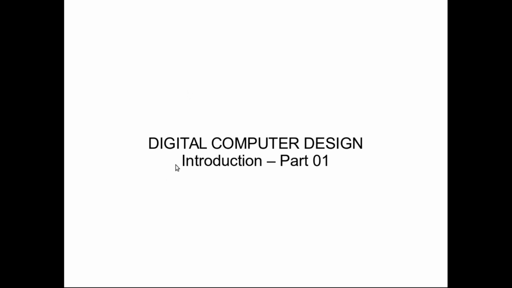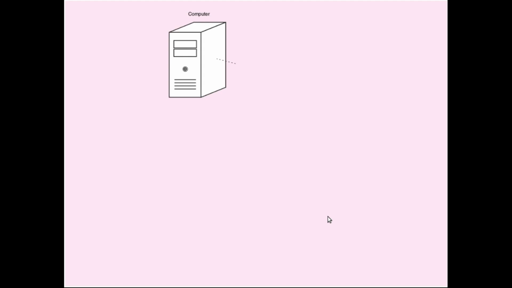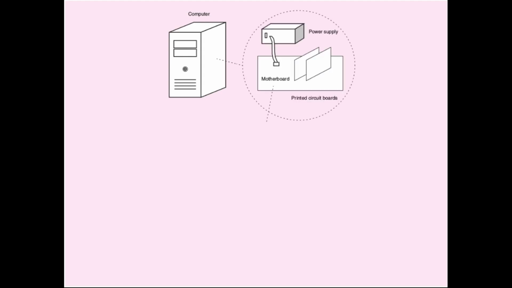So today's class will be an introduction to the subject, and we would like to start with the structure of a computer. If I ask you what is a computer, many of you would answer that this is a computer. But if we try to look inside this box, we will see some printed circuit boards. These are the green colored or blue colored or red colored boards that we find inside the box. Among other things, you will find these printed circuit boards, and of course we will find the power supply also.